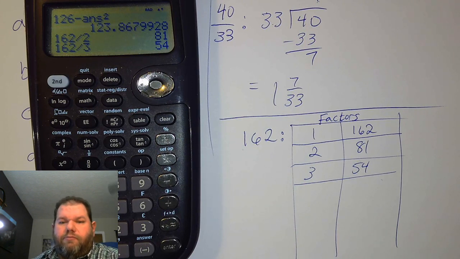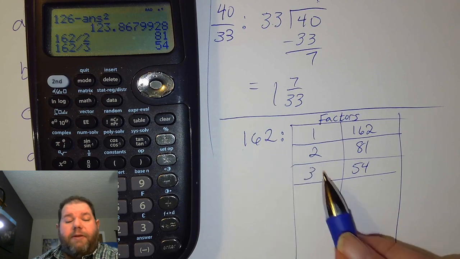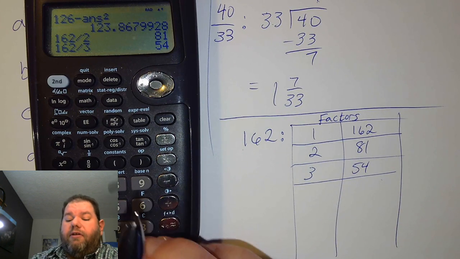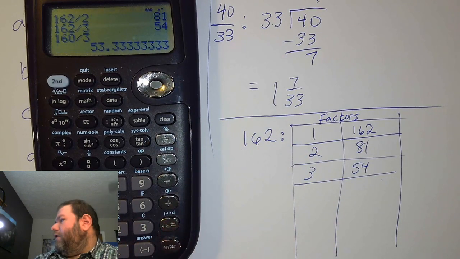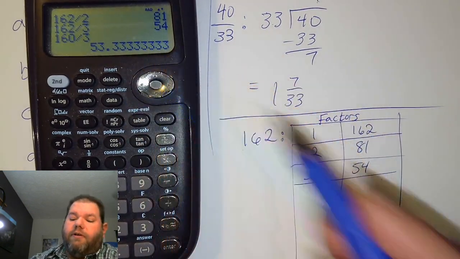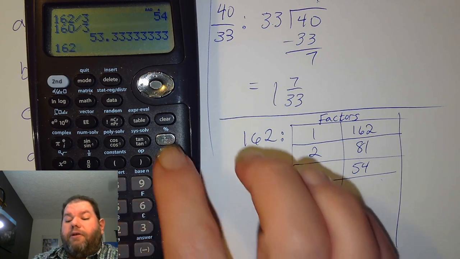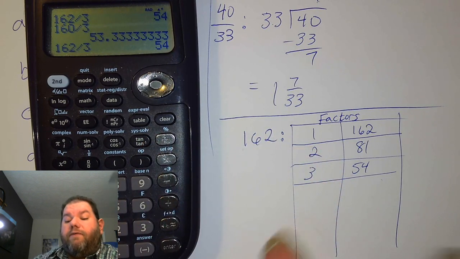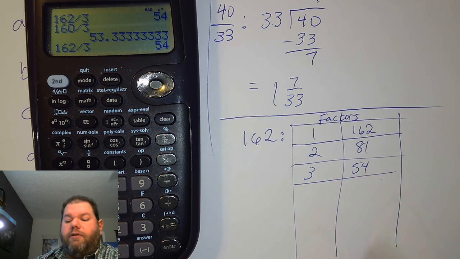Now, again, we're not really going to rely on that because what we're going to do is try to divide it by 3. Now, if we took a number like 160 and divided it by 3 and it came out with this crazy decimal, we know that's not a factor. But because 162 divided by 3 gives us 54, we can write that down as a pair of factors.